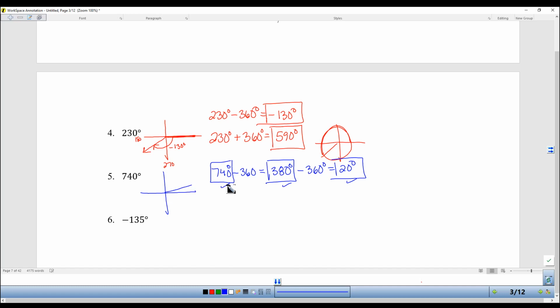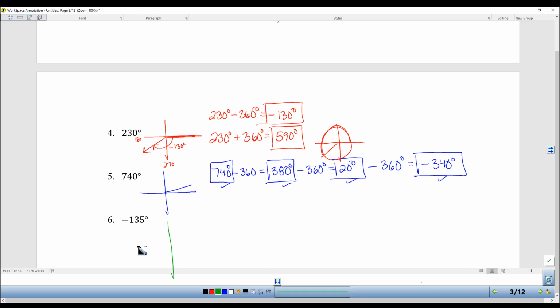But they did ask you to find a positive one and a negative one, and I've only found 2 positive ones. So I'm actually going to subtract 360 one more time, and that gives me negative 340, and now I have a negative one. All these 4 boxed answers look exactly the same. They look like that.